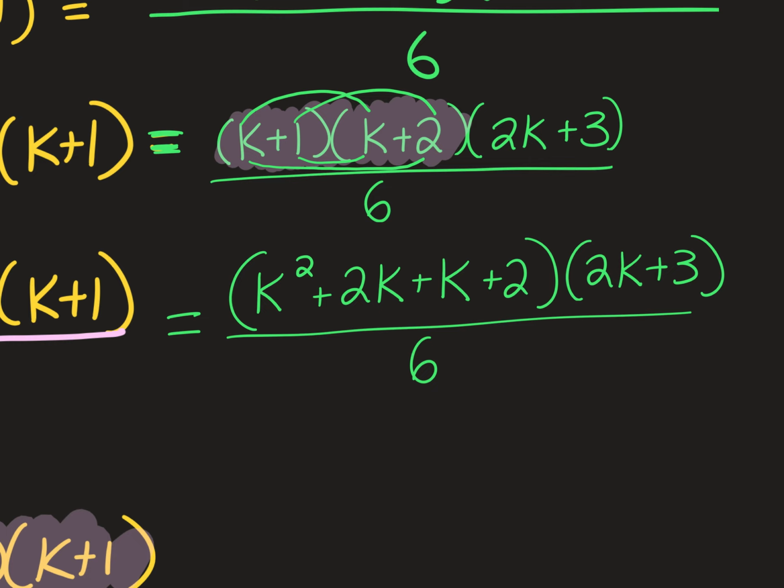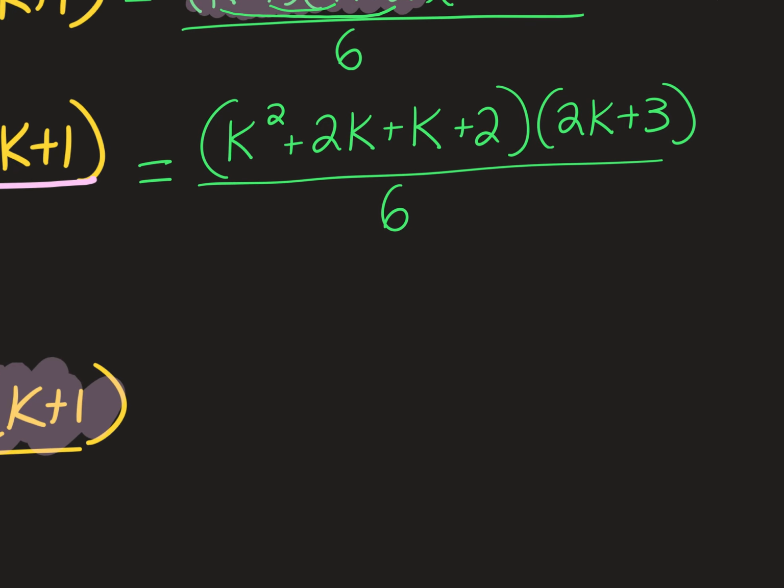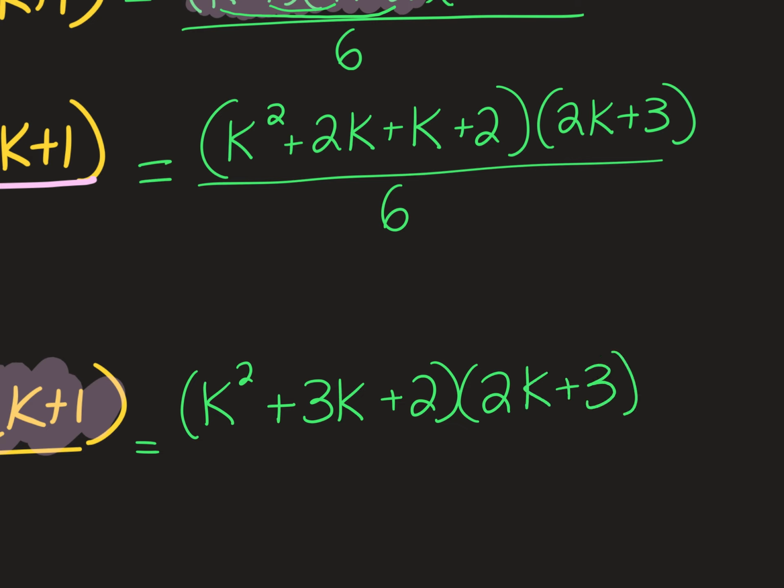Now, you have options here. You could just start multiplying this out. I think it's worth doing one little extra step here and simplifying that first parenthesis a little bit more, adding your like terms together. So we've got k squared, but then we have 2k plus k, 3k, plus 2. And then we're going to multiply that by 2k plus 3.